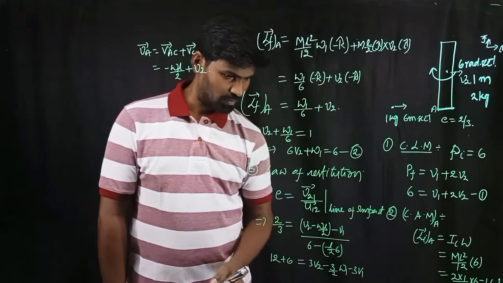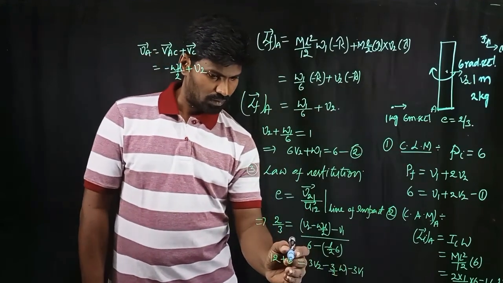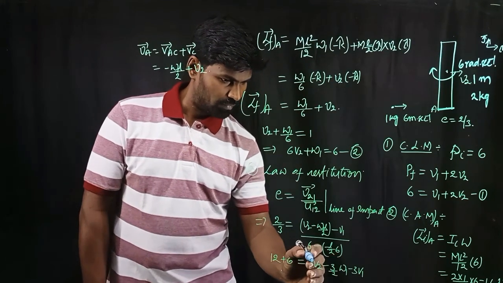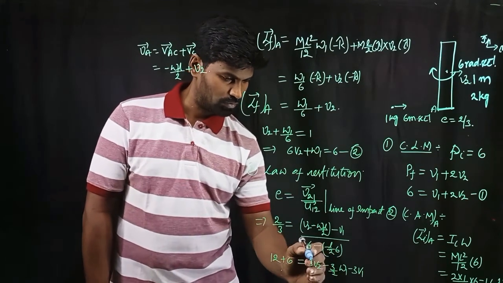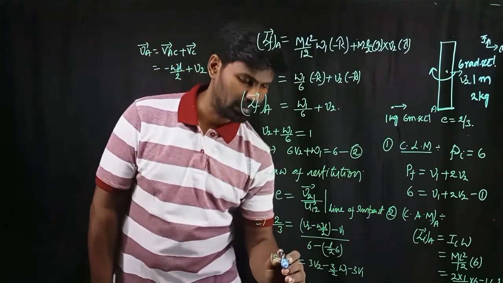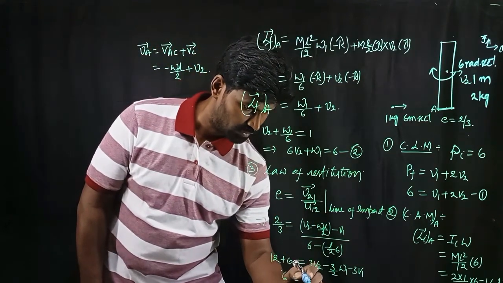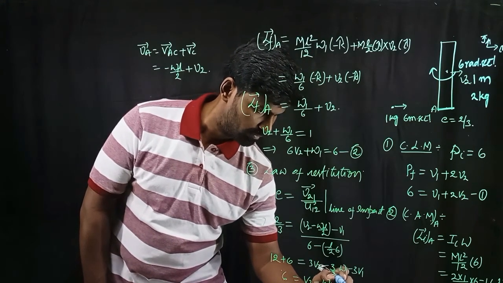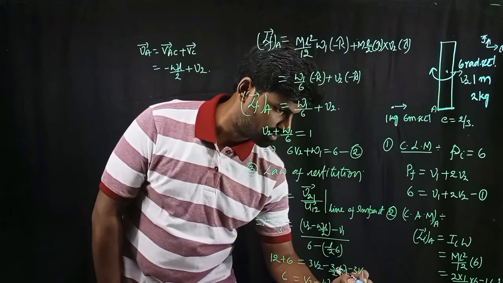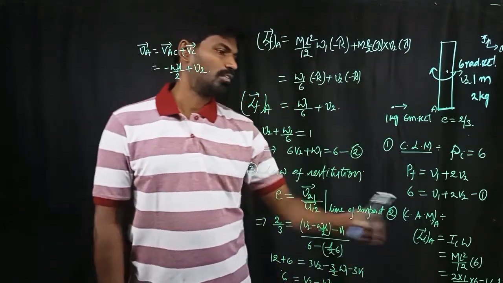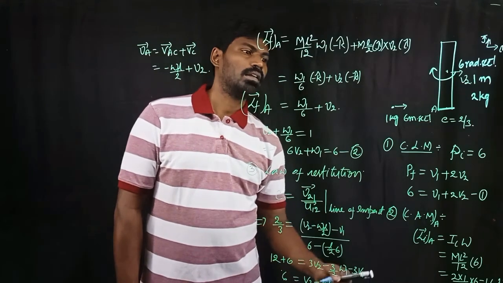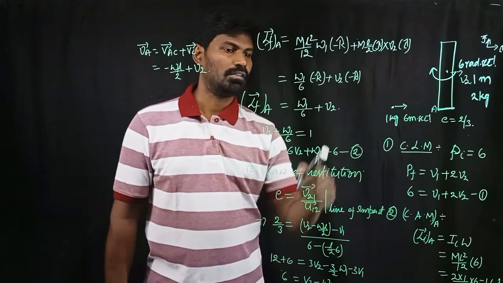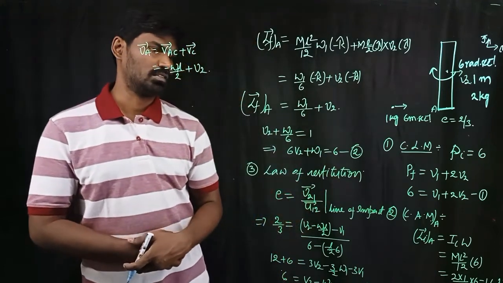Okay, so what can I write from this expression? 12 plus 6 is how much? 18, and on both sides you cancel 3, then what will you get? 3 6 18. 6 is equal to V2 minus omega 1 divided by 2 minus V1. This I am calling equation number 3. Now, how many unknown variables are there? V1, V2 and omega 1. 3 unknown variables, 3 equations. Let us try to solve this system.